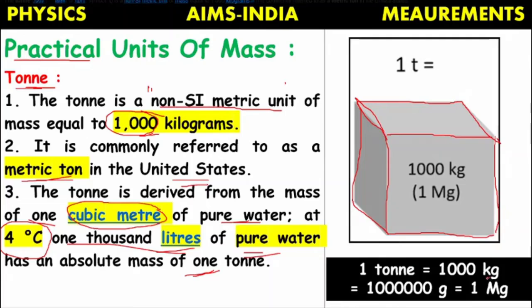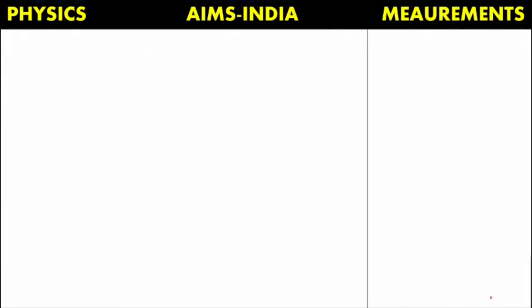In the place of kilo, we can keep 3 zeros because kilo means 10 cubed. So 1 followed by 6 zeros, which is equal to 1 megagram. So 1 ton is equal to either 1000 kilograms or 1 megagram. Next, quintal.